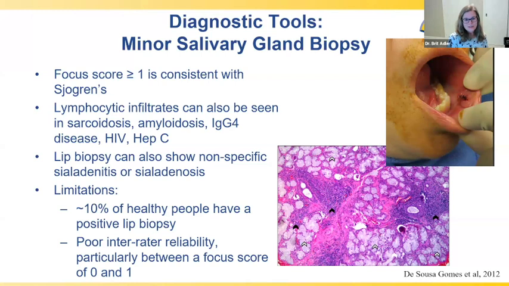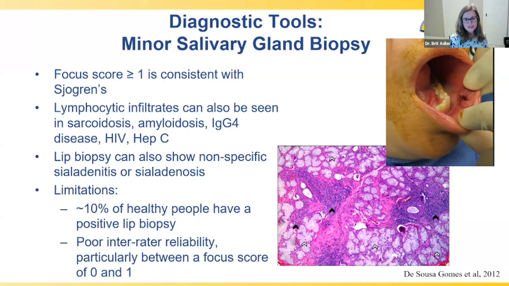And what the pathologist is looking for is how many foci of lymphocytes there are. And so in Sjögren's, there are clusters of lymphocytes, which are one of the body's immune cells. And the pathologist will count how many of these discrete clusters there are. And you can see in this picture, the black arrows are pointing to each foci there, and you can see all the purple dots are all the lymphocytes that are attacking the salivary gland. And so if the focus score is greater than or equal to 1, this is consistent with Sjögren's.